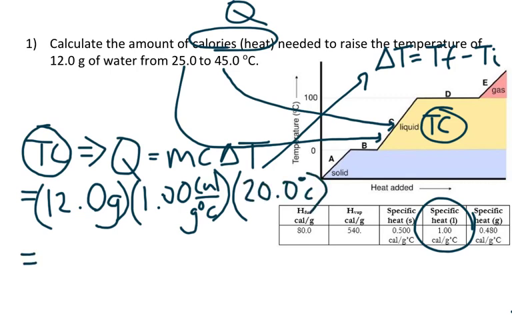So in this particular case, the difference in temperature is about 20 degrees Celsius. You'll notice that I labeled all of my units, and you can see how nicely they cancel so that I'm left with units of heat, or Q, which is calories. So then when I plug in the math and I round to significant figures, I end up with 240 calories.